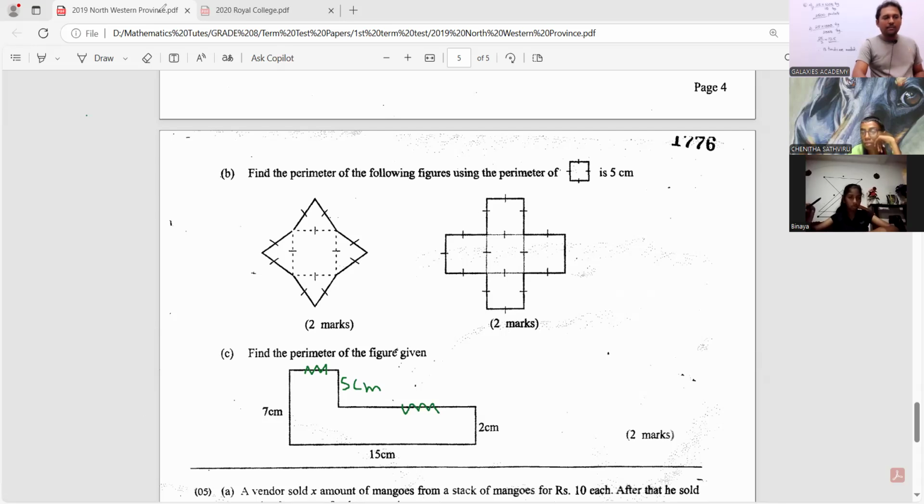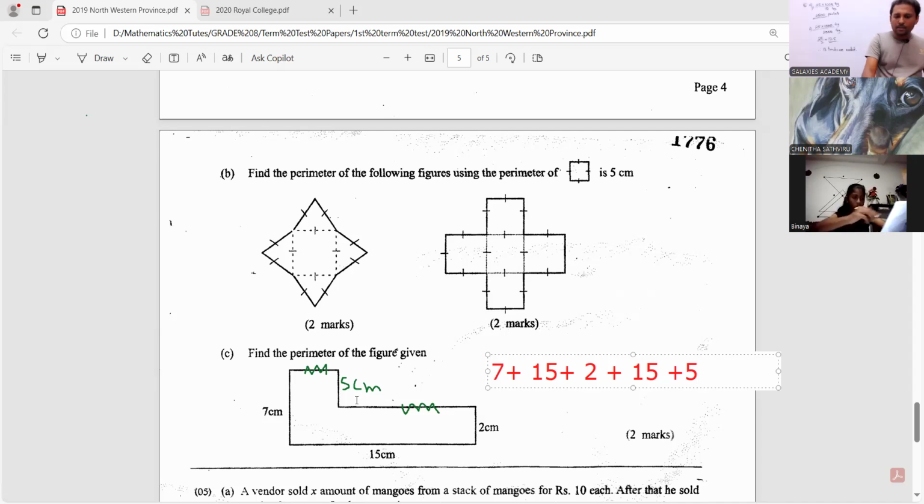Right. Then how can you find the perimeter? This side is 7. This side is 15. This one is 2. These two should be 15. And this part is 5. So what is the perimeter? 44 centimeters. Right? 44 centimeters.